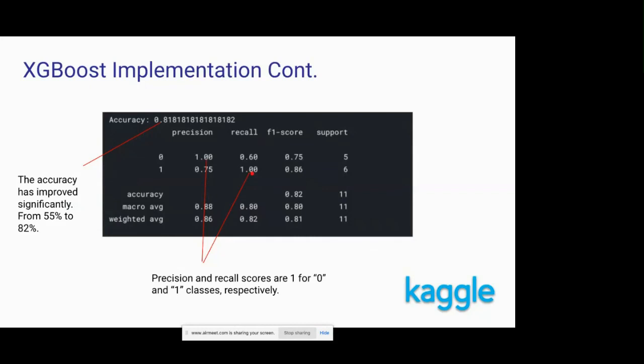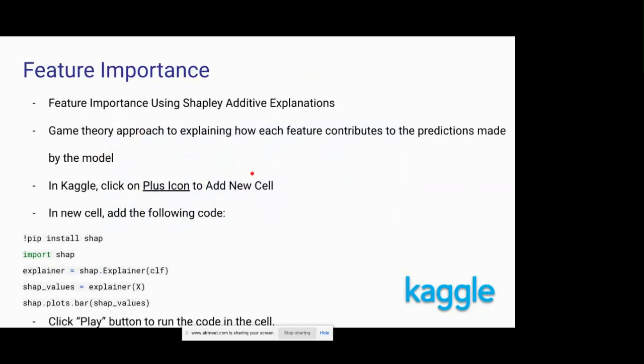So now what we're going to do is perform a visualization of feature importance. Feature importance is used to explain visually how each feature contributes to the predictions made by the model. And we're going to use something called Shapley additive explanations, which is a game theory approach to feature importance.